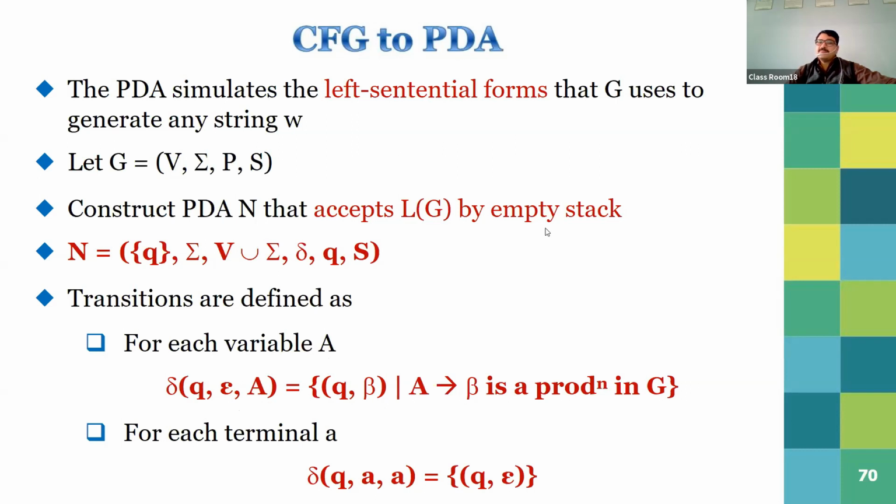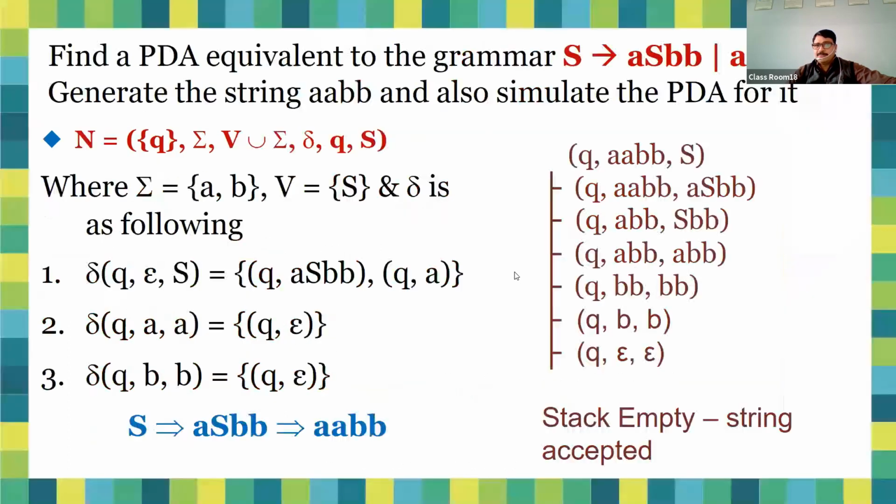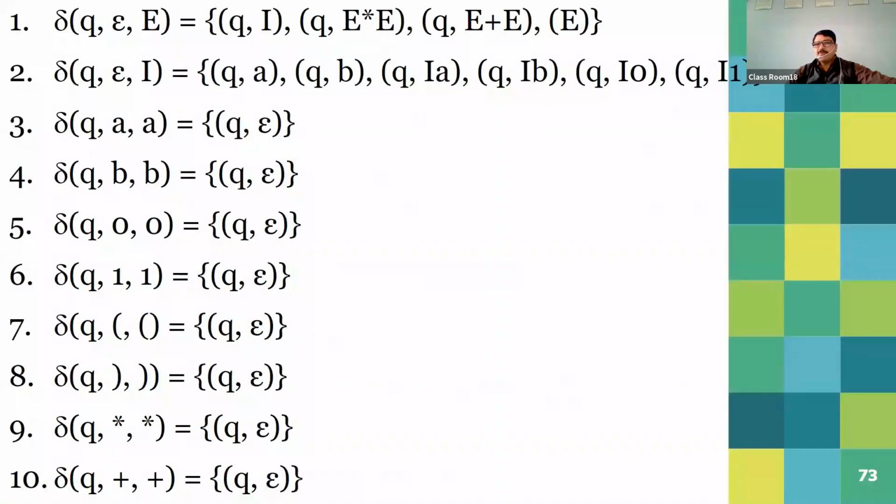So I think you should learn how to find the PDA from the context-free grammar. If anyone has any doubt, please let me know. Anyone has any doubt? Please let me know.